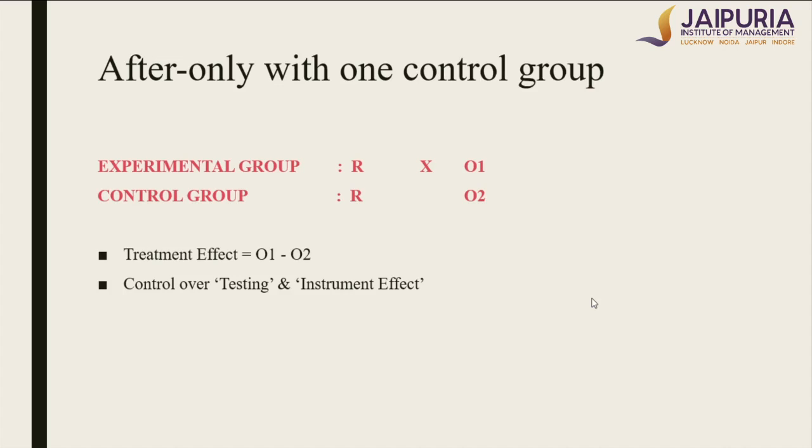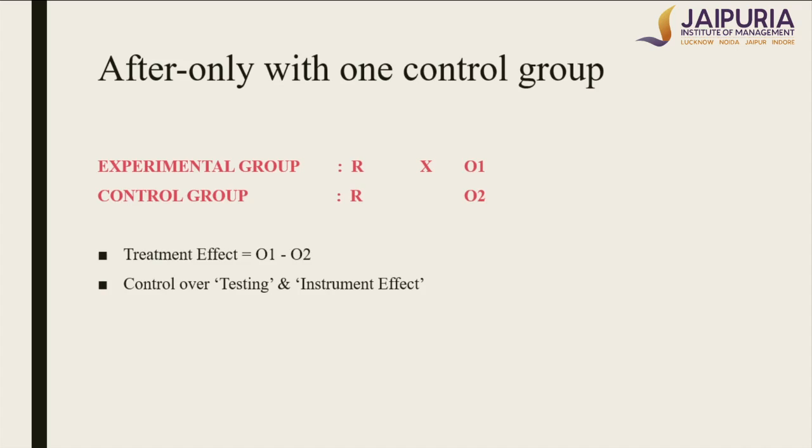Okay. So first is after only with one control group. This design is also known as post-test with only one control group design, and this design is presented symbolically by these red fonts. First of all, this R means random assignment of test units into experimental and control groups. Capital X denotes the exposure of a group to a treatment. This O1 and O2 is a measurement on dependent variables, and the treatment effect is denoted by O1 minus O2.